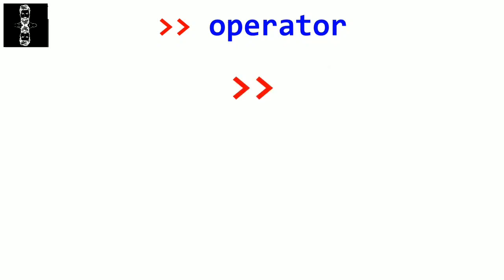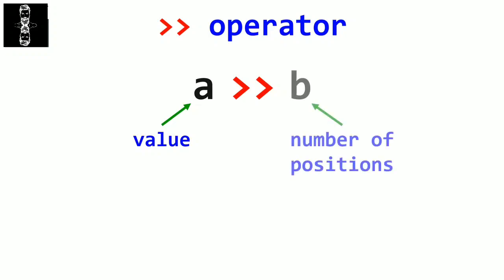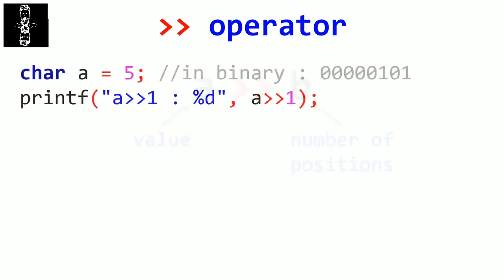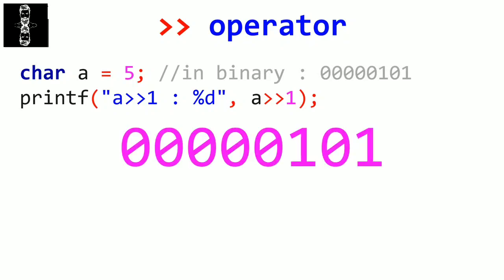This one returns the left operand with bits shifted by the value of the right operand to the right this time. For example, if we decide to get the value of a with bits shifted by 1 position to the right, we write it like this, and we get this result, which represents 2 in binary.